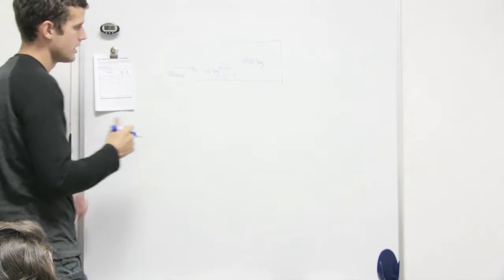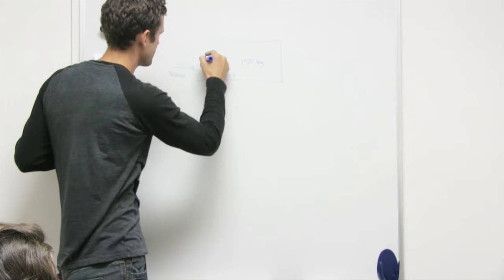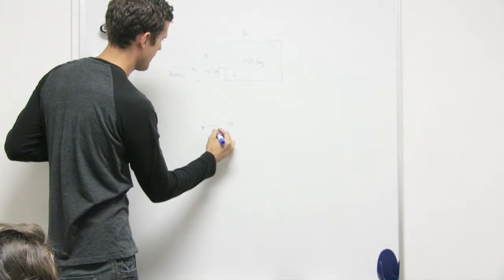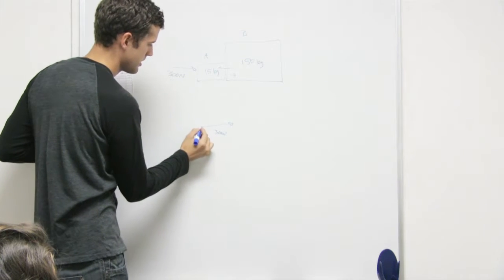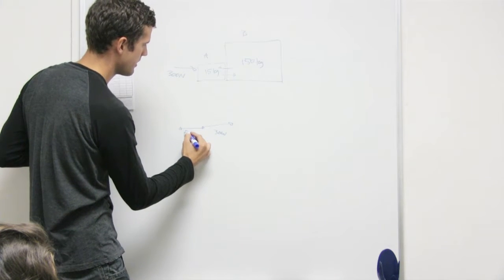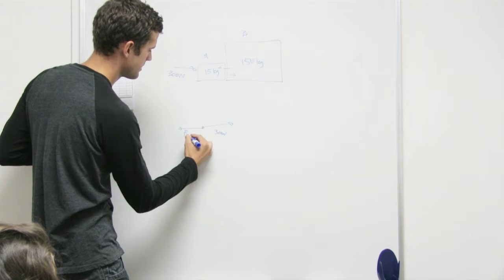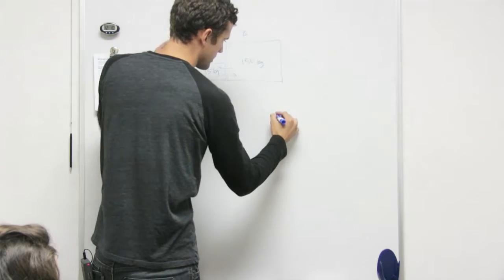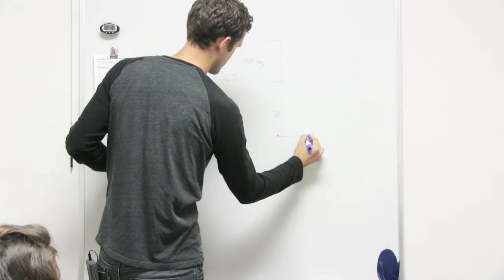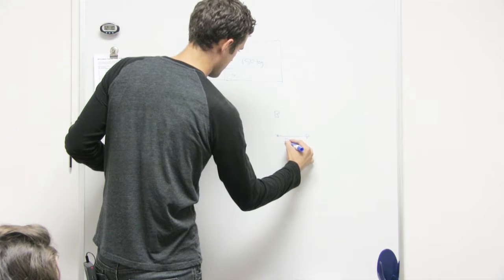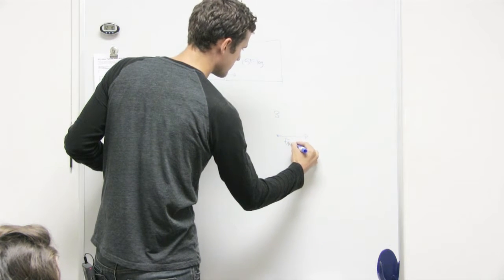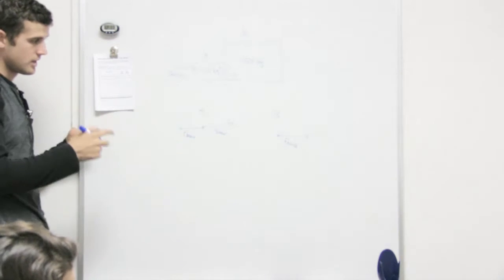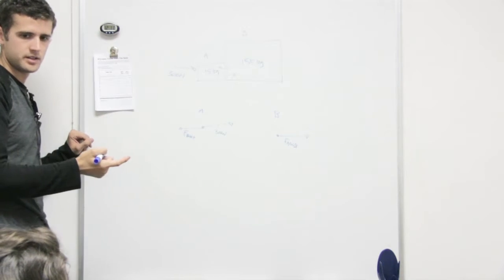Okay, so let's draw the free body diagrams for, let's call this A and B. For A, you're going to have 300 newtons, and you're going to have the force of B on A. For B, you'll have the force of A on B. That's the same as what we just did. Now, you want to solve for A on B.